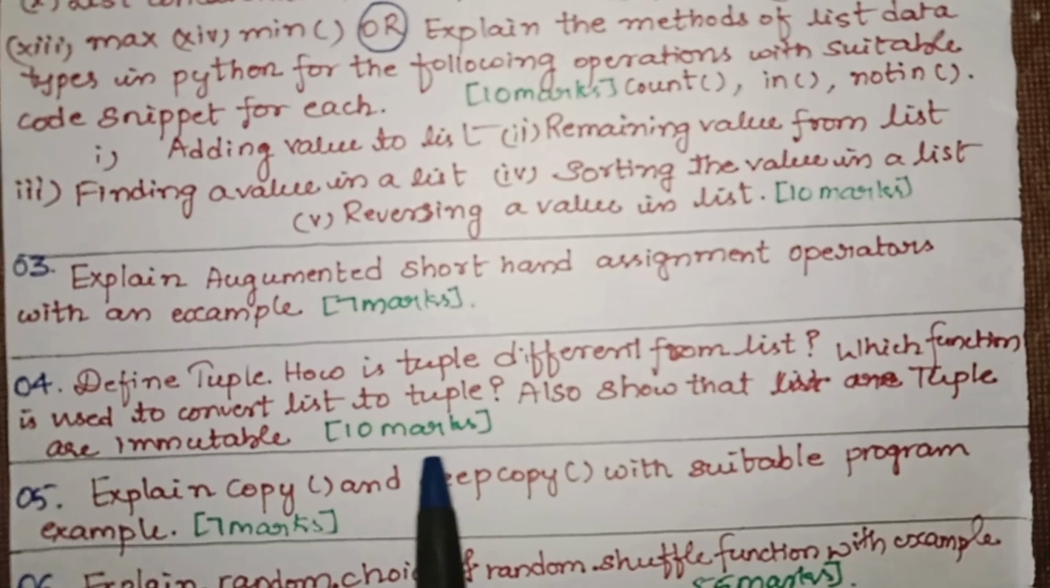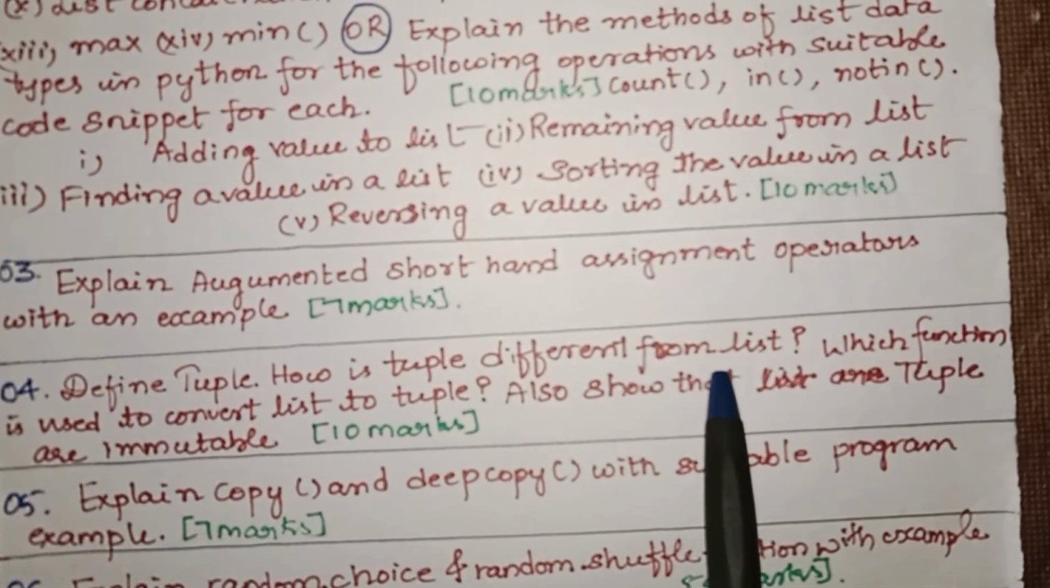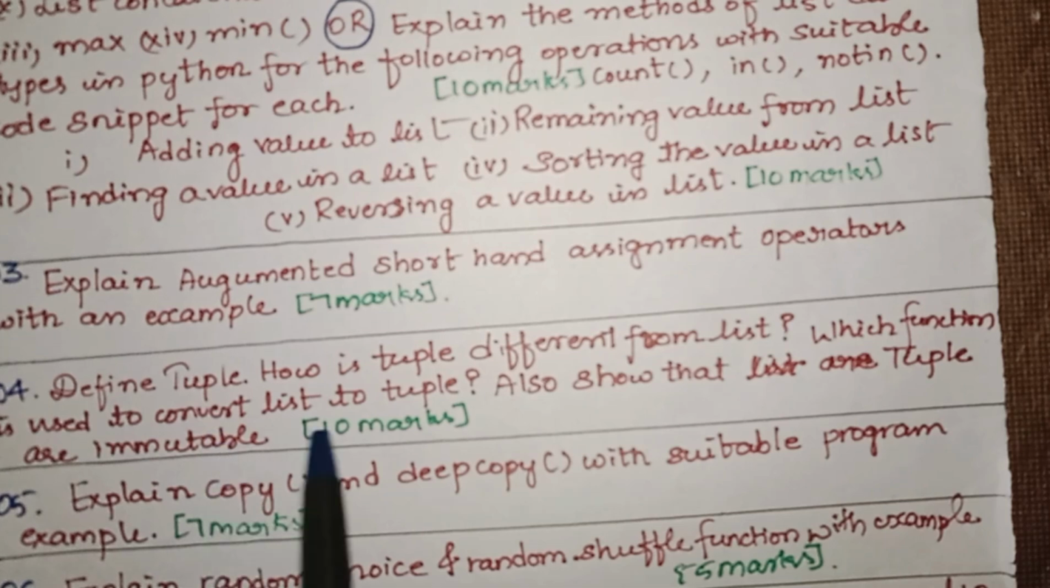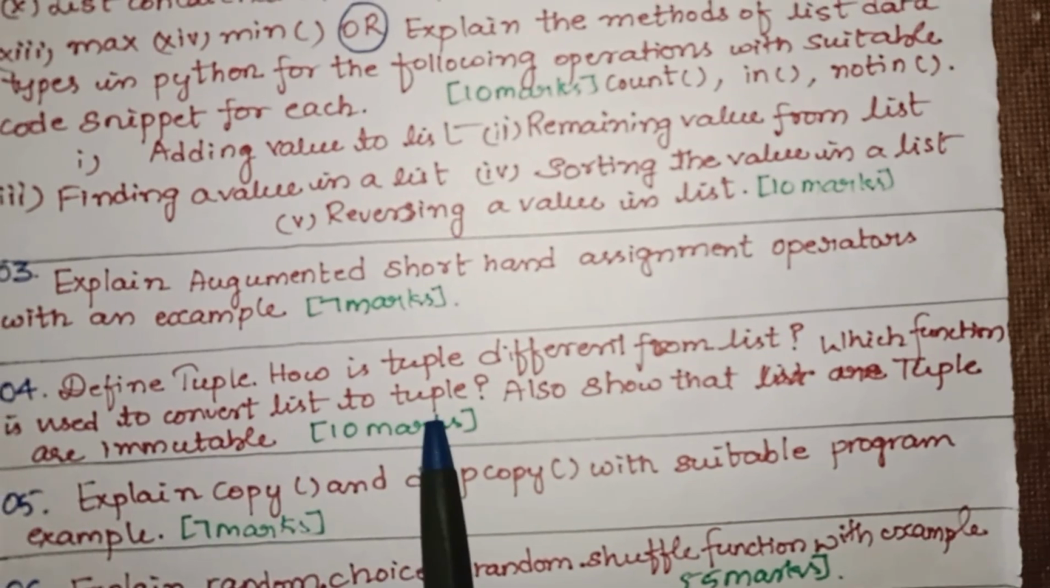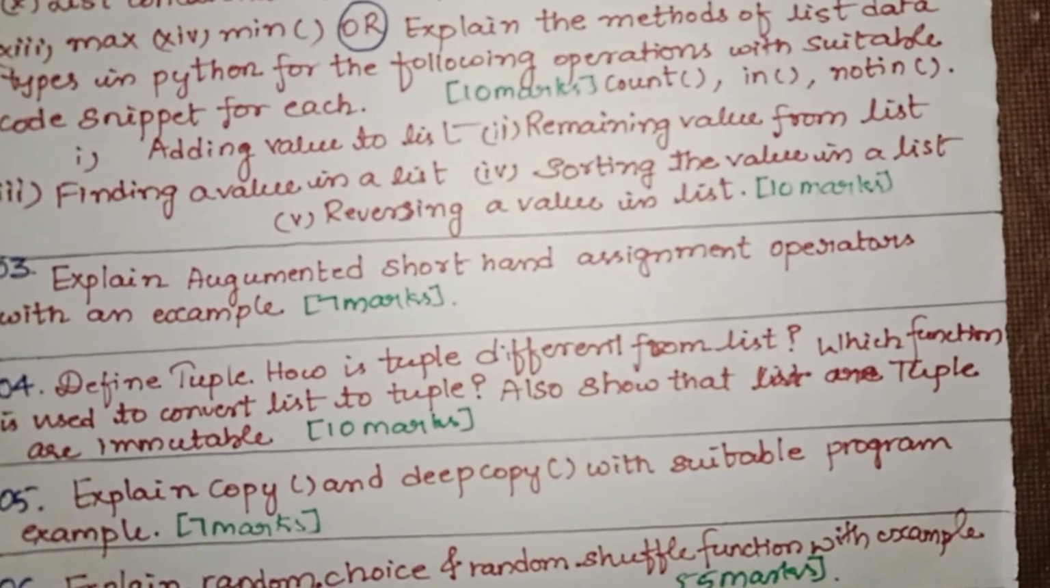And the next question is: define tuple. How is tuple different from list? Which function is used to convert list to tuple? Also show that tuples are immutable.